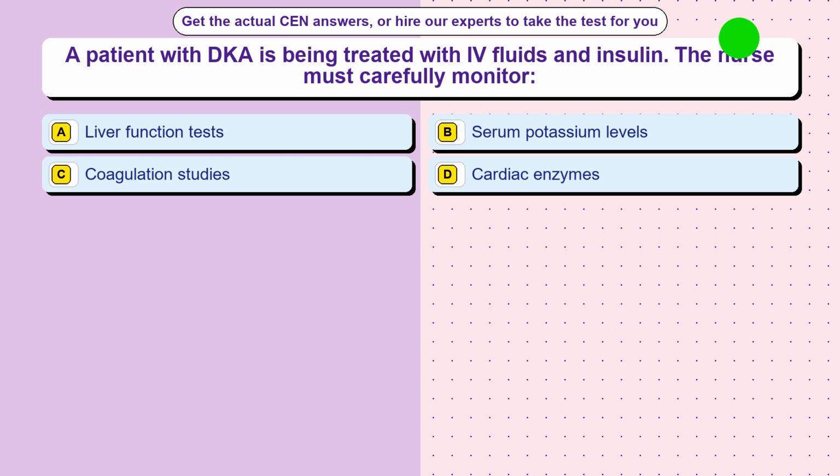Question 71. A patient with DKA is being treated with IV fluids and insulin. The nurse must carefully monitor Option A, liver function tests. Option B, serum potassium levels. Option C, coagulation studies. Option D, cardiac enzymes.